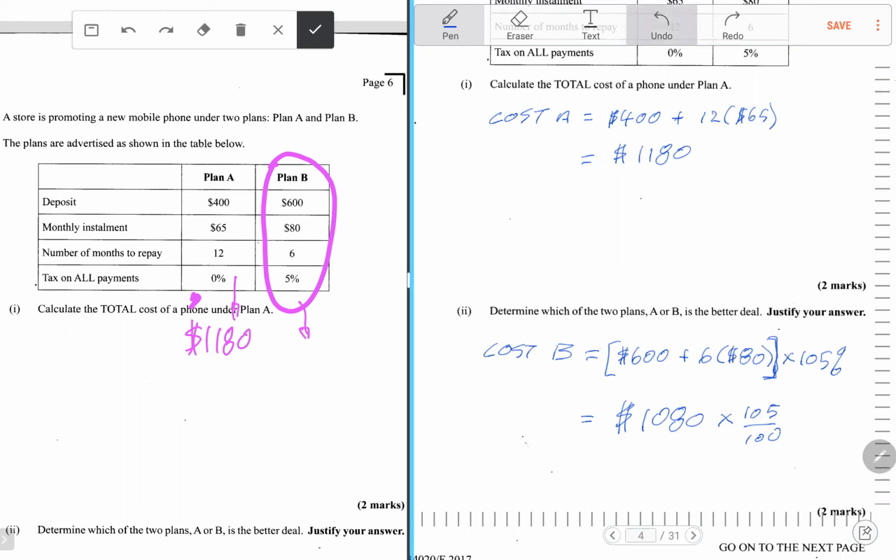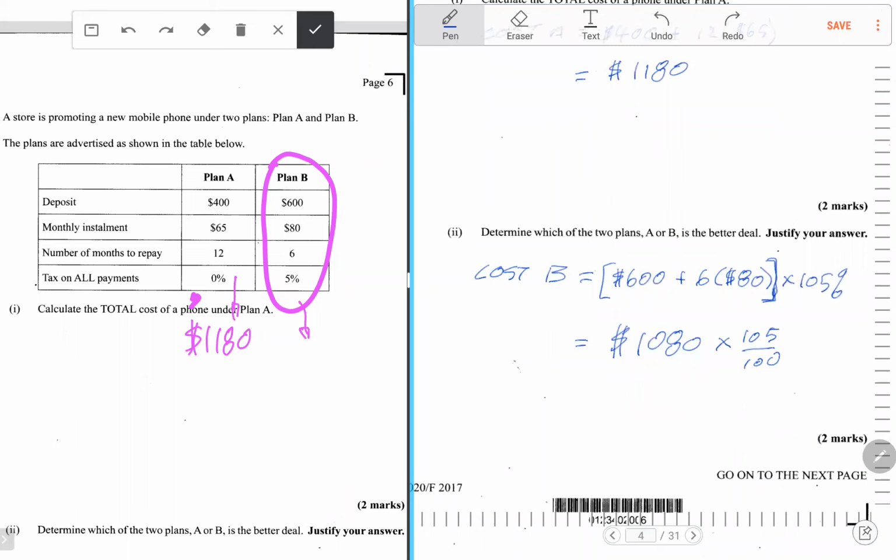So you don't need to actually record the tax. If you wanted, you could record 5% of this 1080 and then add that result to the 1080, but we don't need to do that. All we need to do now is multiply this by 105%. And 105% is simply 1.05. And so that total is 1134. So over here we can write that the plan B cost is 1134. So clearly this one is cheaper, and so this one will be the better buy.